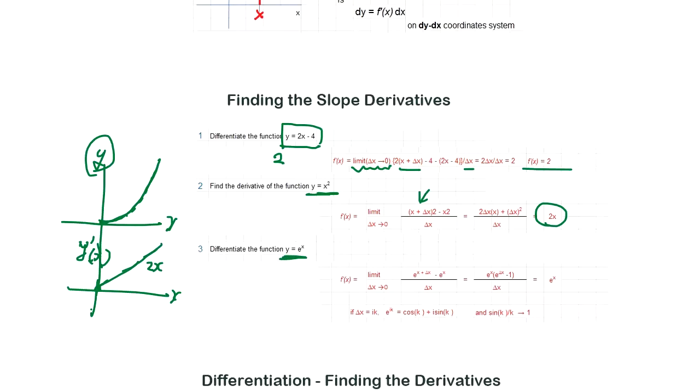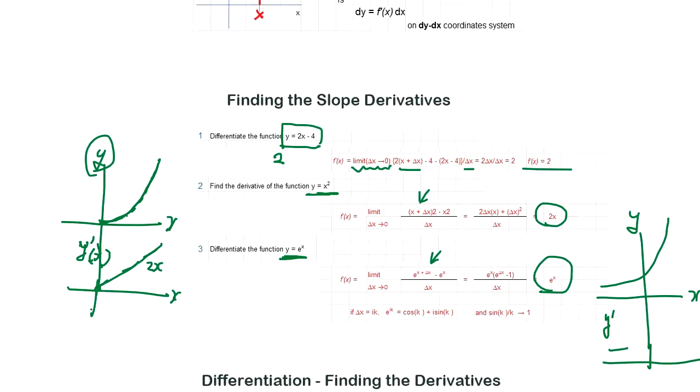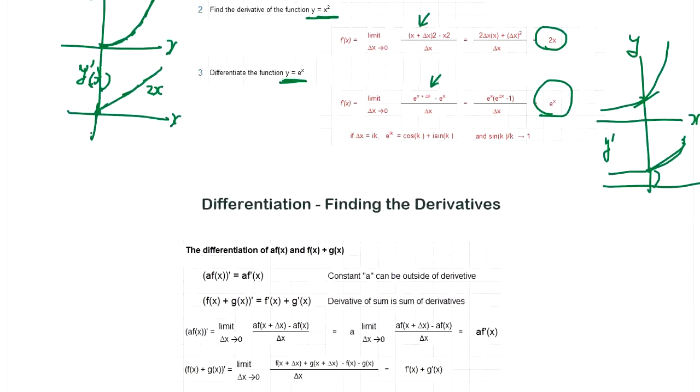How about exponential? Okay, we put the delta x, clean up, we get the same one. This is kind of a very unique function. You take the exponential function and find the slope function, exactly the same. So the slope of this is this value. Think about it. Okay, so finding the derivatives.